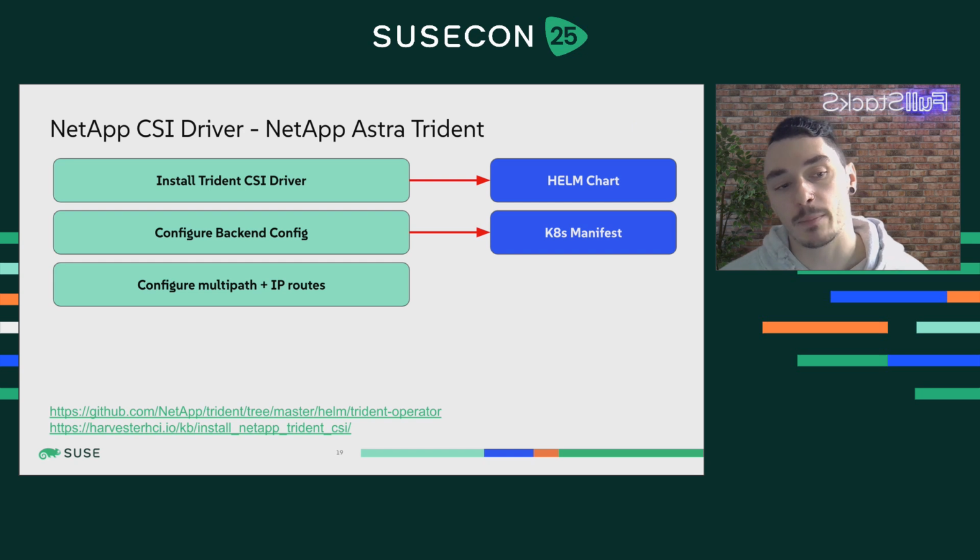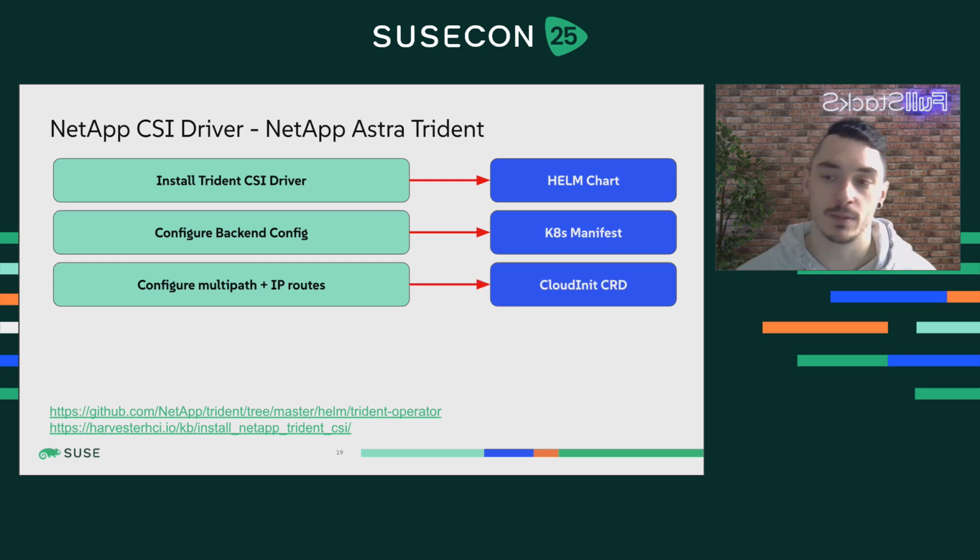Then we need to configure multipath and IP routes on the nodes underneath. As I mentioned before, in that case, we're actually talking about the Harvester Linux nodes, so the hardware nodes. And the cool thing here is that, as I mentioned before, SLE Micro is an immutable Linux distribution, which means if you change something and reboot the system, the changes will be gone.